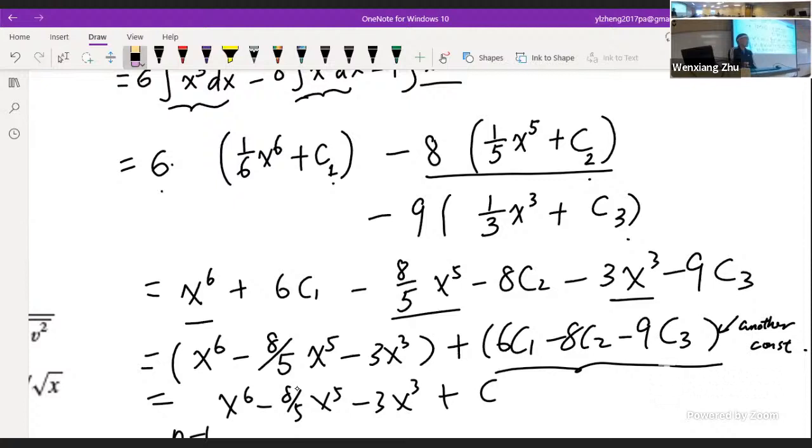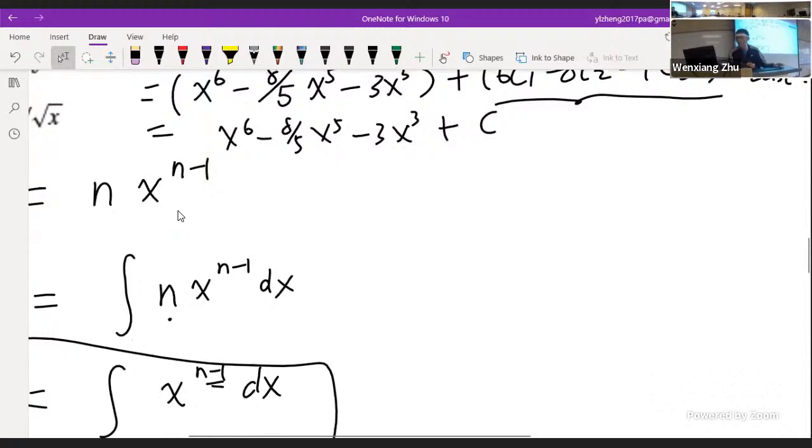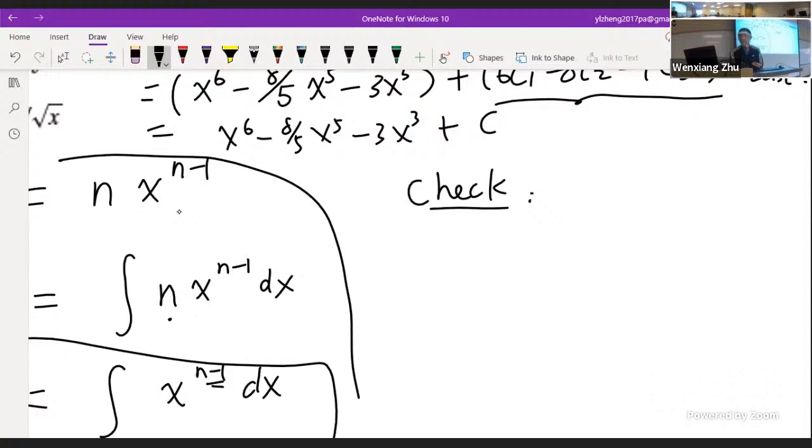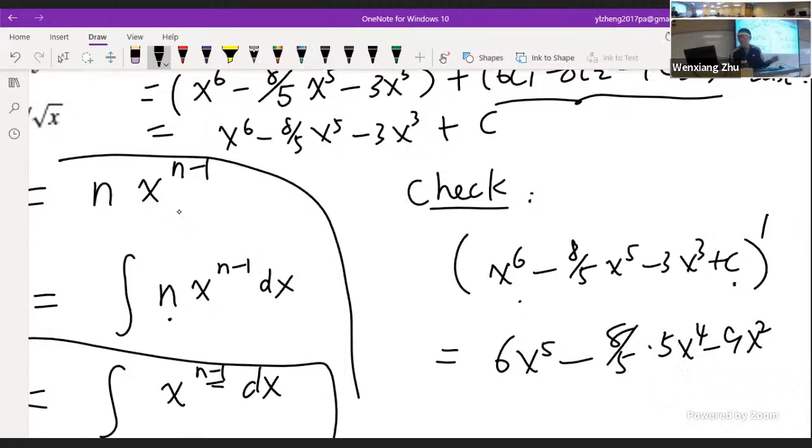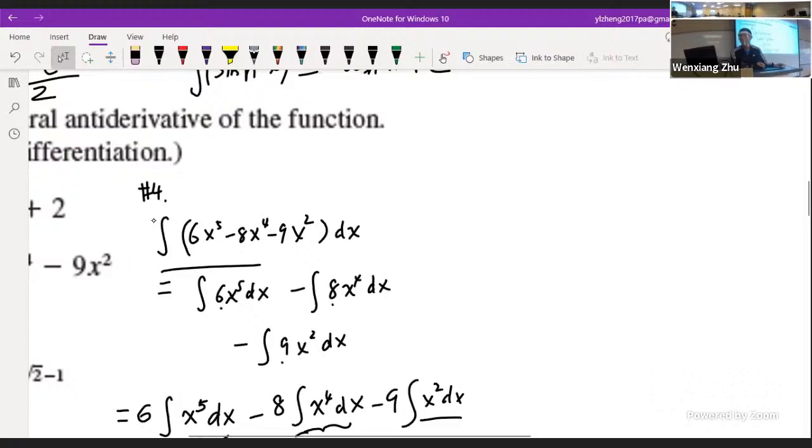Now, once we solve this problem, we can check if we got this one right or not. Here's the check process. How do I check whether I get the right antiderivative? I'm just going to do the derivative and see if I can recover the original function given there. The first one gives me 6x to the 5th. The second one gives me 5a times 5x to the 4th minus 9x squared. This constant c gives me 0. So indeed, I do recover that one, right? So I know I get the right answer.